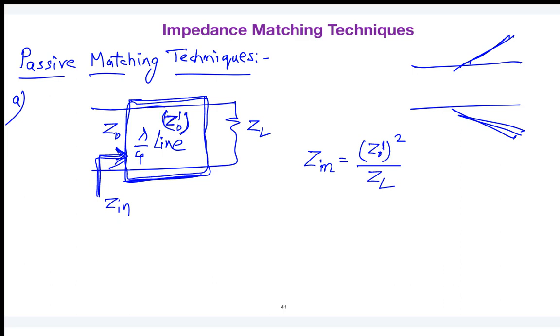Now what I will do: suppose by choosing a certain value of Z0 prime, I am able to make the input impedance the same as my characteristic impedance. Has the impedance matching happened or not? If I make sure that whatever the net input impedance looking from this side is equal to Z0, can the impedance matching be achieved or not?